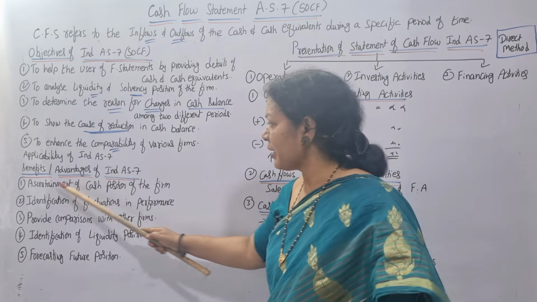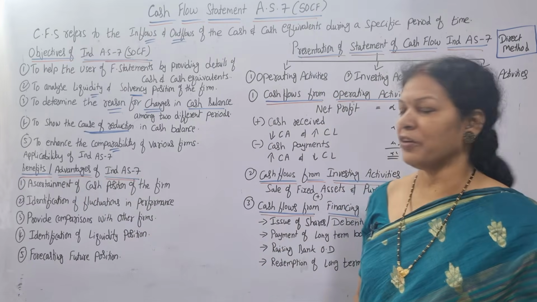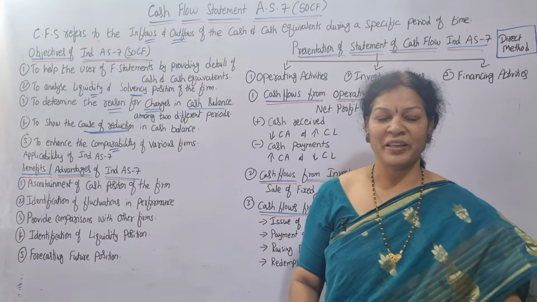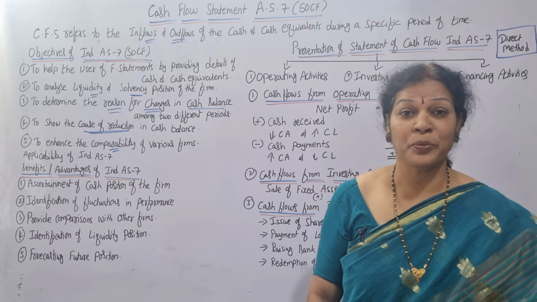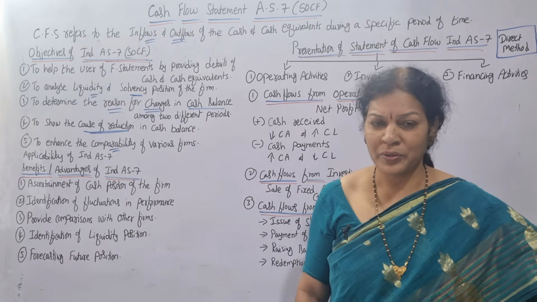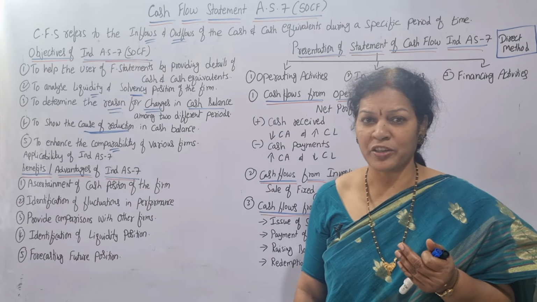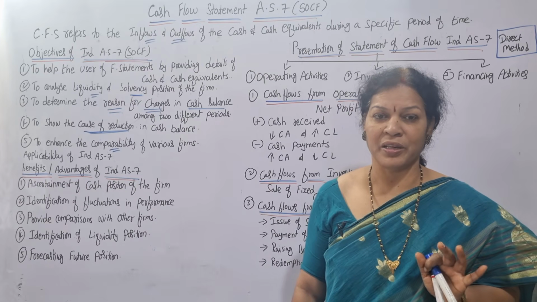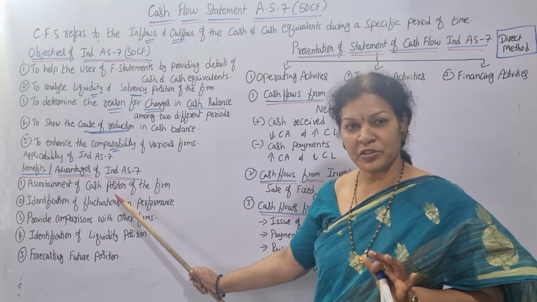First one is ascertainment of cash position of the firm. By preparing the cash flow statement, you will come to know the cash position, where we are standing. Do we have a satisfactory cash balance or not? That you will come to know. This is the first benefit.